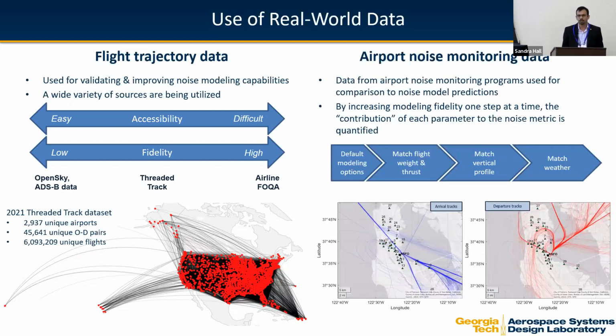On the other side of that, we also have partners for airports, and we use their noise monitoring data as well for our validation efforts. So in the two charts on the bottom there, I'm showcasing how we're using data from the San Francisco airport. You see the arrival and the departure tracks. SFO was one of our first partners for airport noise, but we have since expanded to a lot of different airports as well.